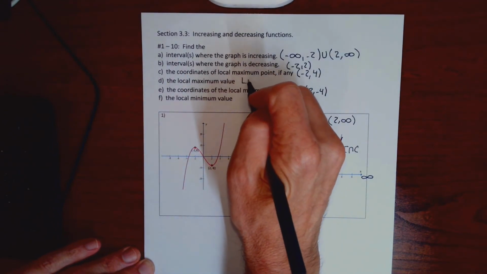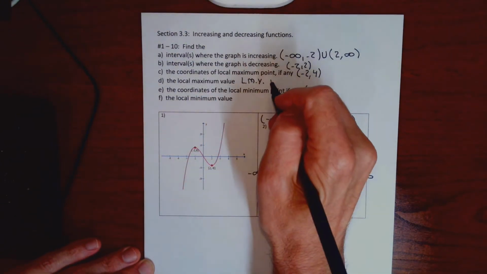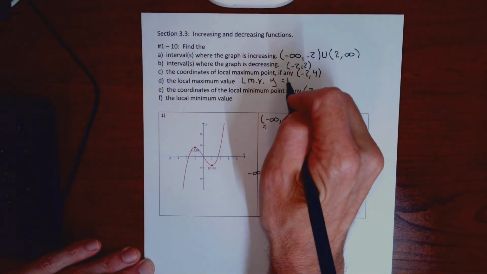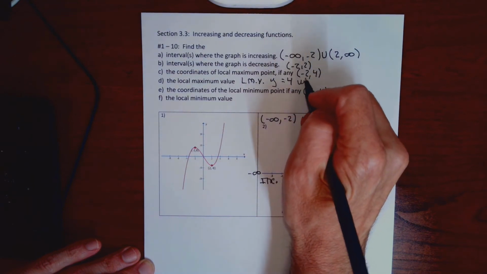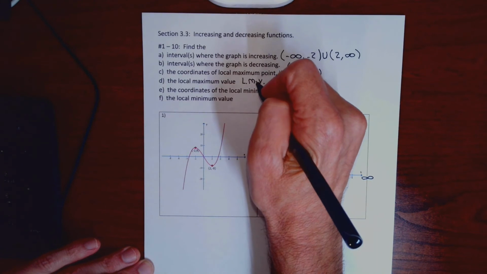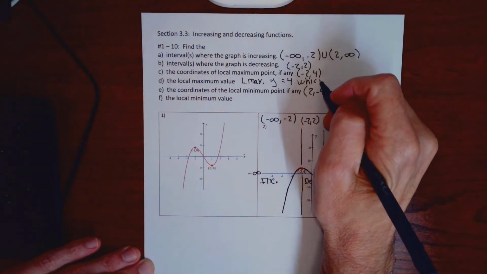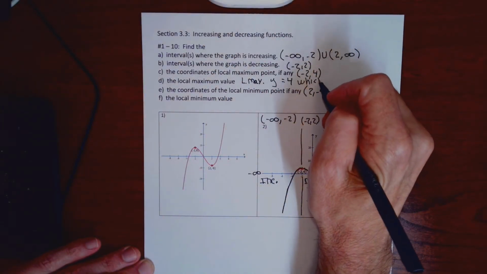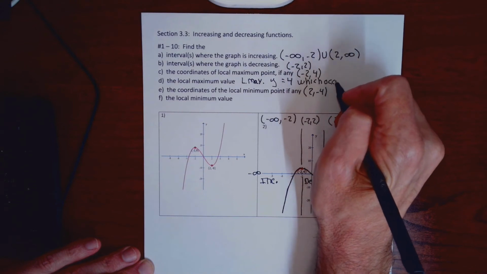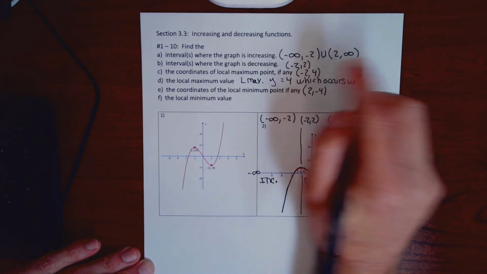I'm going to say local maximum value, abbreviated, is y equal to 4, which occurs. How about local maximum value, MA, as opposed to just M? Otherwise, it could be minimum. I'm trying to abbreviate, but I'm being an idiot. So the local maximum value is y equal to 4, which occurs when x equals -2.